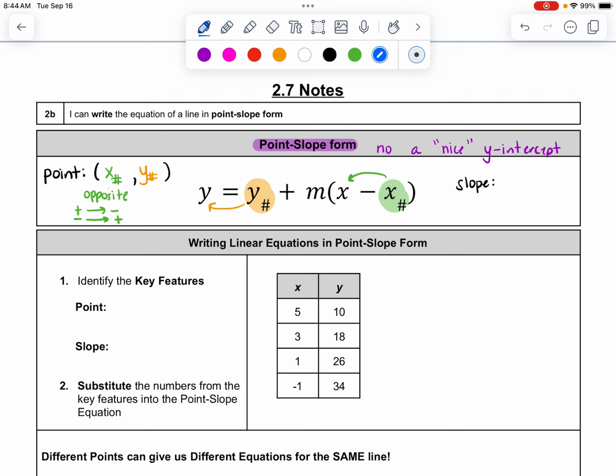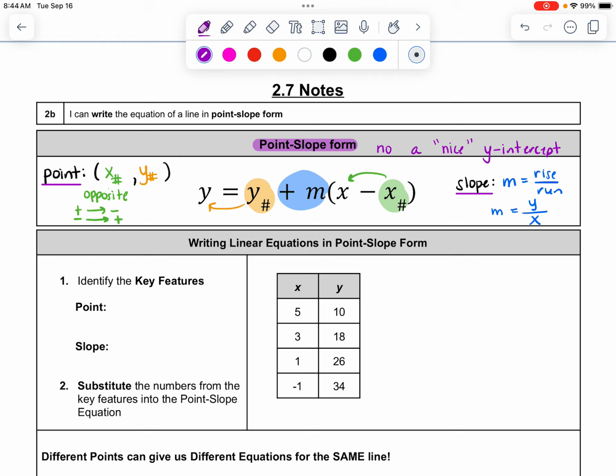The second key feature that we're going to find is the slope. And the slope is still going to be the letter m in the middle of the equation. In order to find the slope, we're going to still do rise over run, or depending on what information we're given, we might also do the y pattern divided by the x pattern. Once we identify our key features, our point and our slope, we are just going to practice filling those numbers in to the correct spots in the equation.